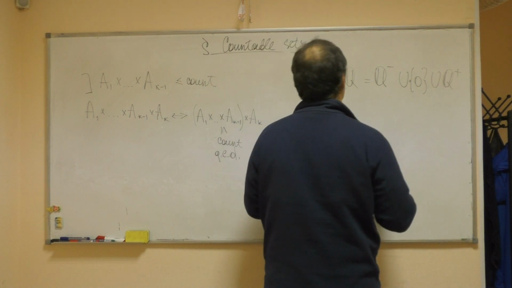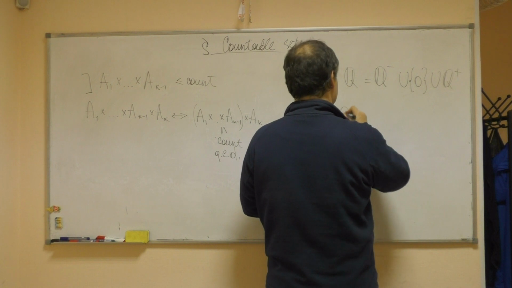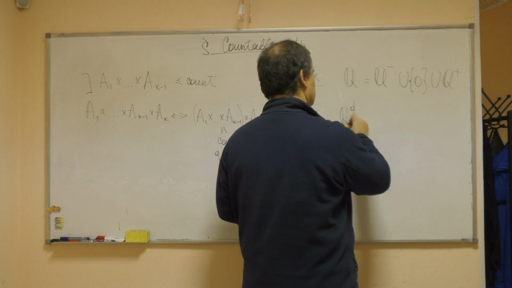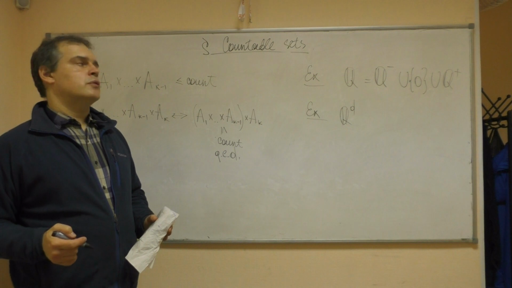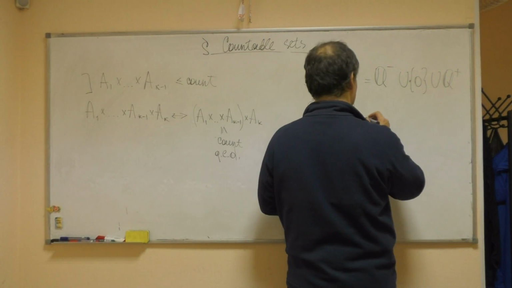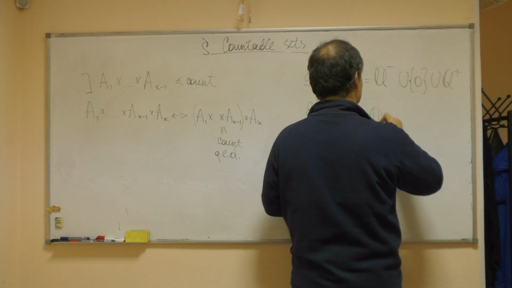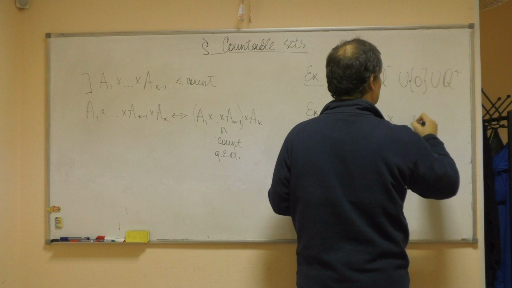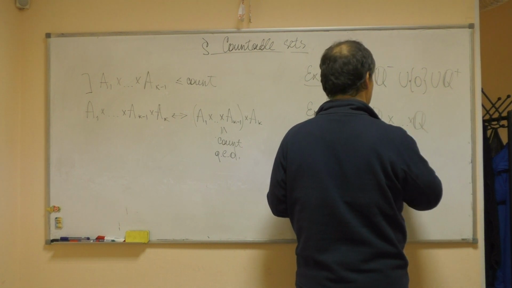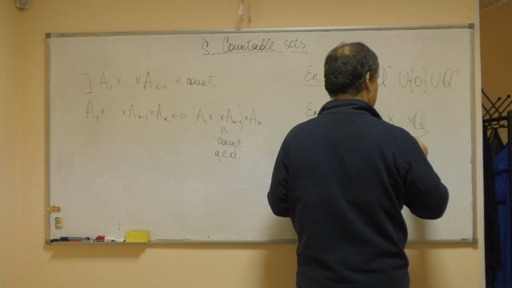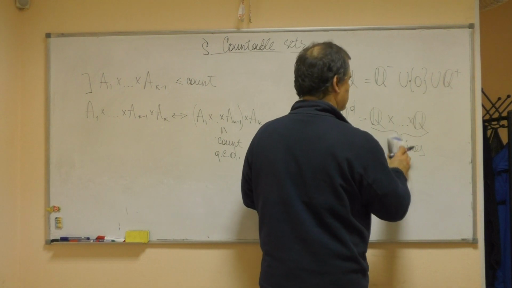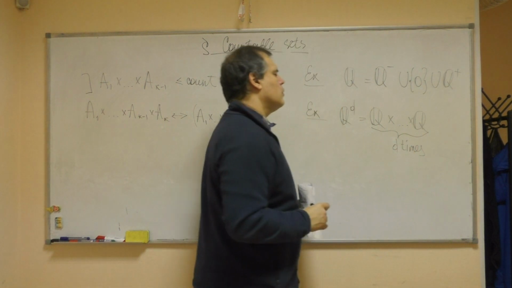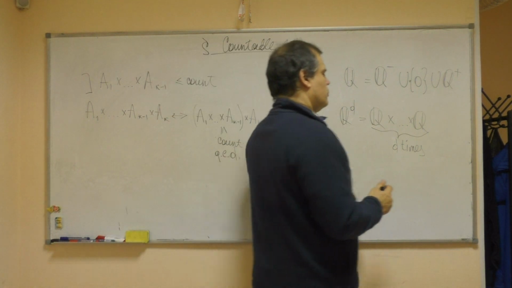Next example. The set of d-dimensional vectors with rational coordinates is also countable, because it's a product of sets of rational numbers by itself, Q times Q, d times. So it is countable.